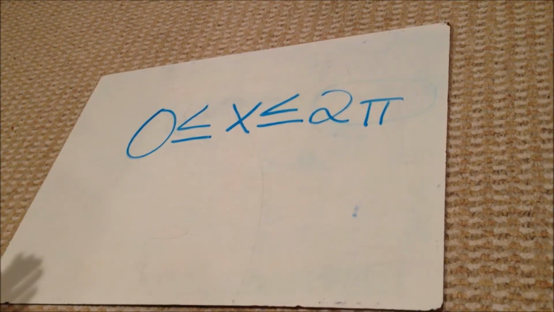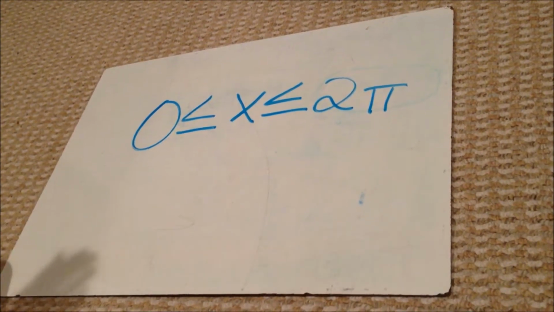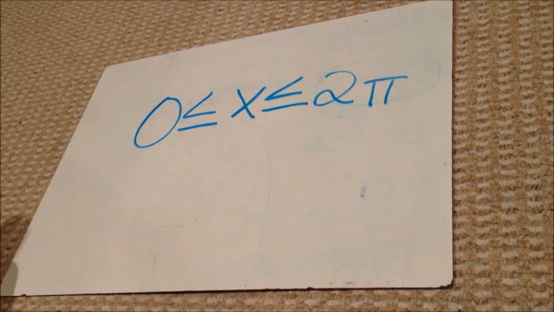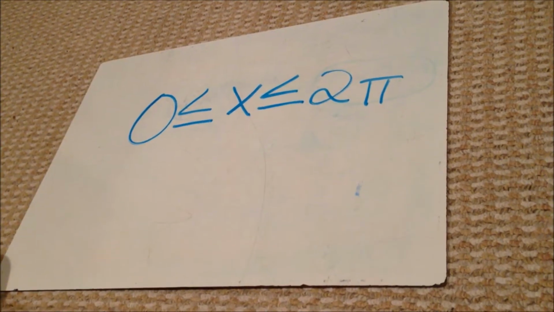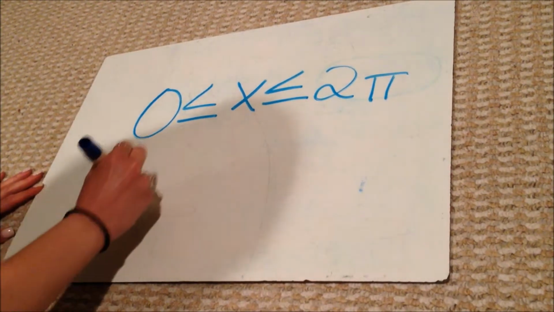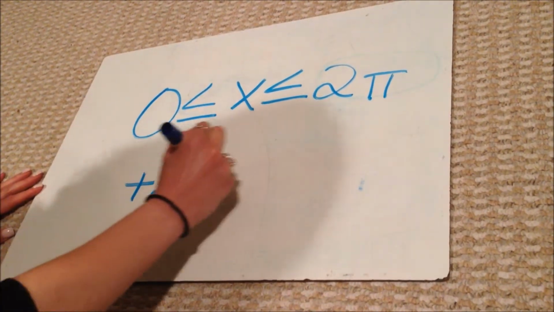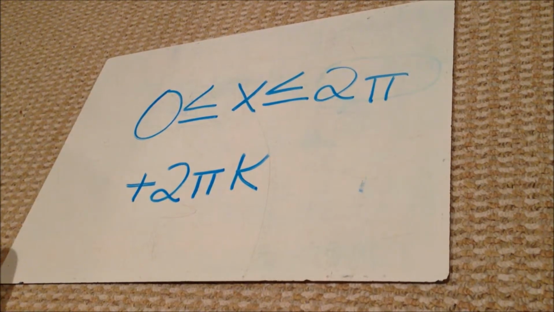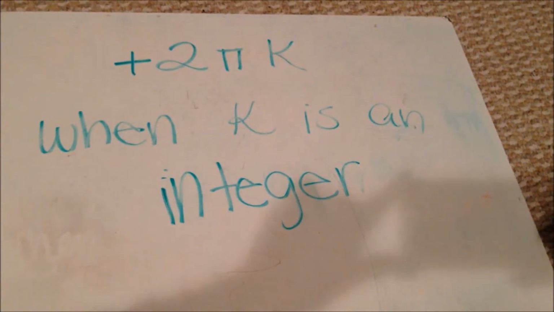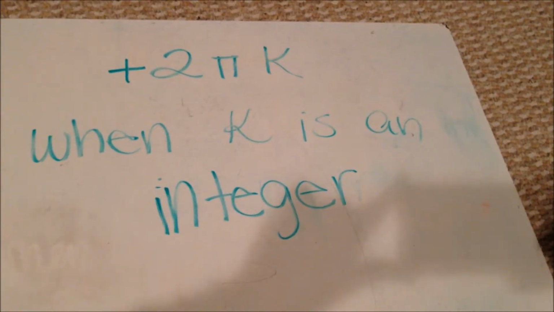But when the problem doesn't restrict you to numbers only between 0 and 2 pi, you can go around the circle an infinite amount of times. But who wants to do that? So we just add to our answer plus 2 pi k to indicate that you can go around the circle an infinite amount of times. Now 2 pi k only works when k is an integer.